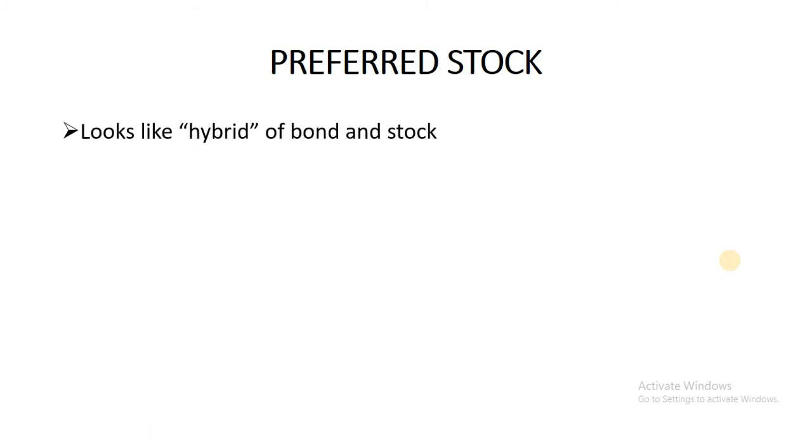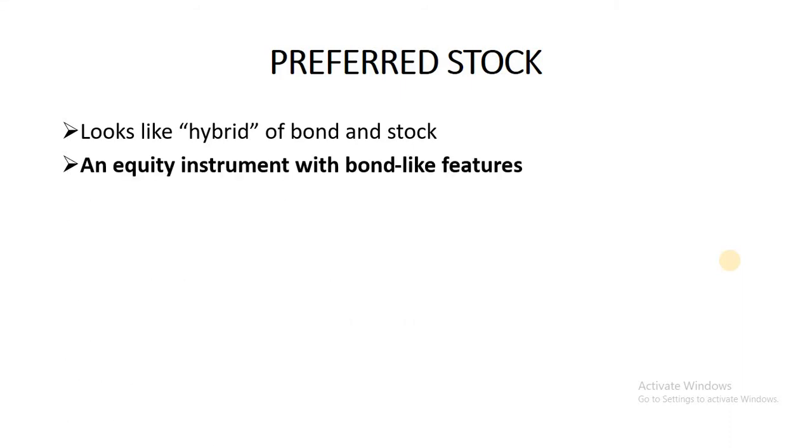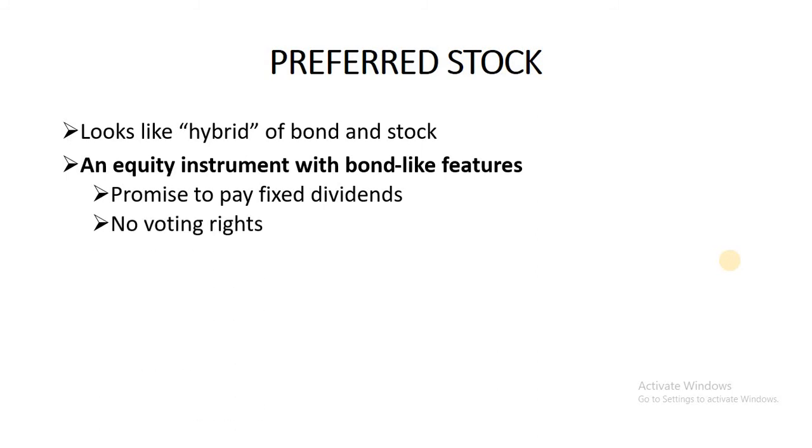Let's look at the features of preferred stock. Preferred stocks are known as a hybrid type of security because preferred stock holds the characteristics of both bond and common stock. Let's look at the bond-like features of preferred stock first. First of all, preferred stocks promise to pay fixed dividends like the fixed coupon payments of a bond. In the meantime, preferred stockholders do not have any voting rights, like bondholders.